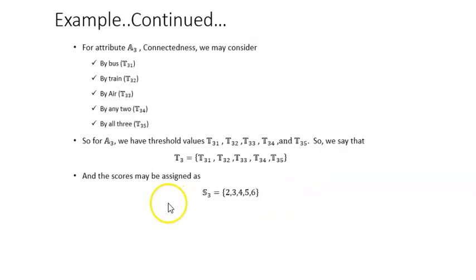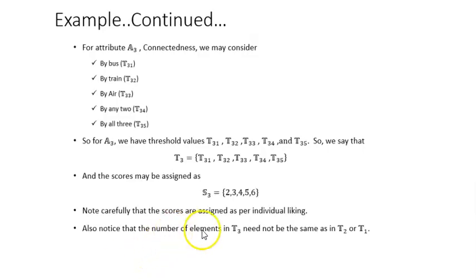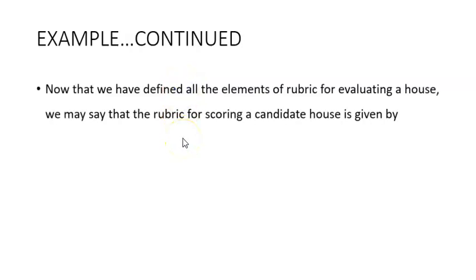So we say the attribute threshold value set T3 is given by all these, and we may assign scores 2, 3, 4, 5, 6 in increasing order. Again, you may want to note that the number of elements in T3 need not be the same as the number of elements in T2 or the number of elements in T1. But note that the number of elements in T3 and S3 are the same, the number of elements in T2 and S2 are the same, the number of elements in T1 and S1 are the same.